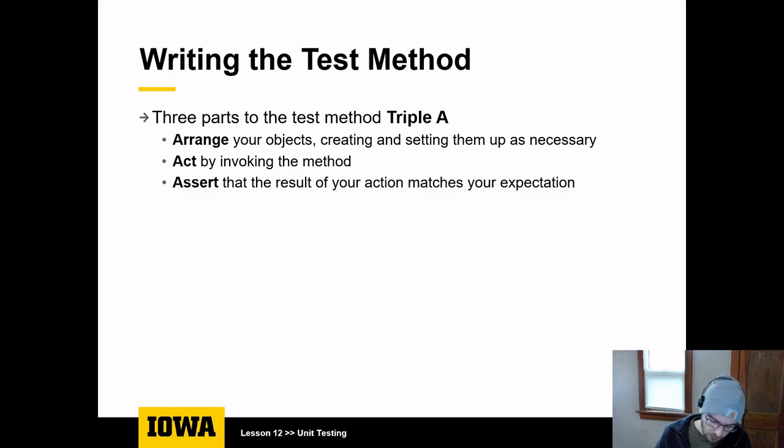And this gets back to what we said about some methods requiring a little more setup to test than other methods. So you have to create a new student object before you can call assign a house. So that's the setup. That is the arranging. Act is the actual call to the method, and then assert is the step you take to confirm that the result of your action matches your expectation.